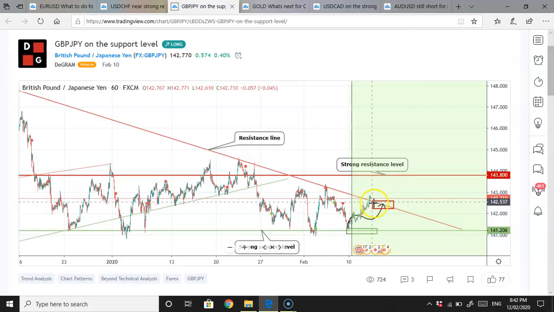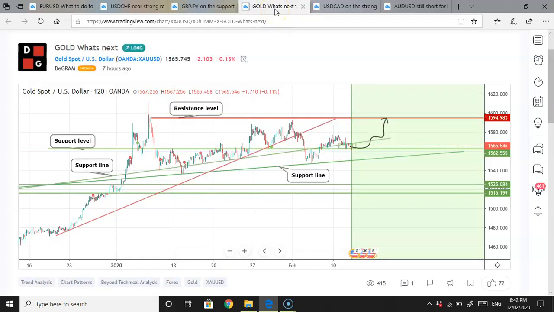And we look for a bounce off this rectangle here, guys, at around 142.71 for a further rally up until around 143 high, around 143.80. All right, let's see what gold's doing now, guys. We're suggesting a potential buy trade.